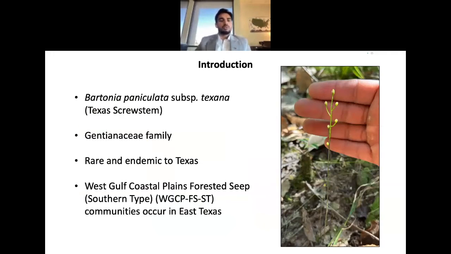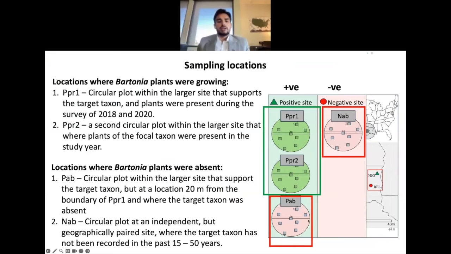So about Bartonia, Texas Screwstem, one is PAB, which means a positive site, but the plant is absent. This is the edge location, which is 20 meters away from the core location of the species where we see it. And then we have a negative site, which is a circular plot.